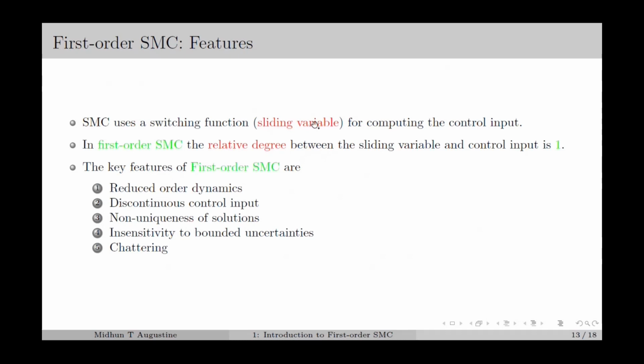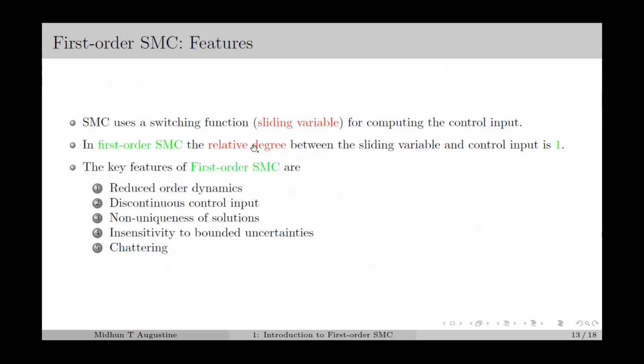Now in the case of first order SMC, the relative degree between the sliding variable and the control input u will be equal to 1. This means that the control input appears in the first derivative of the sliding variable. For example, if the relative degree between s and u is equal to 2, it means that the control input appears in the second derivative of s. In that case, the first derivative of s does not contain any terms with the u, and the terms with the u start to appear only in the second derivative onwards.